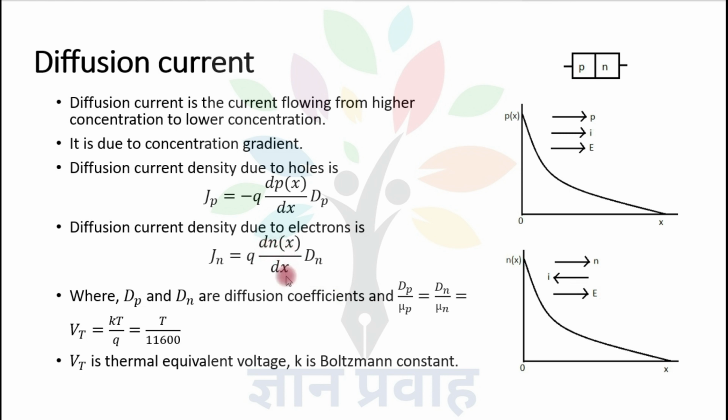dn(x)/dx is the concentration gradient for n-type material, and the concentration gradient is given here. The concentration of electrons is large at this edge and minimum at the junction. It means the movement of electrons is from the n to the p side. The movement of electrons is from higher concentration to lower concentration, while the direction of conventional current is opposite to the direction of electrons, and the direction of the electric field is opposite to the movement of electrons, or in the direction of the conventional current.